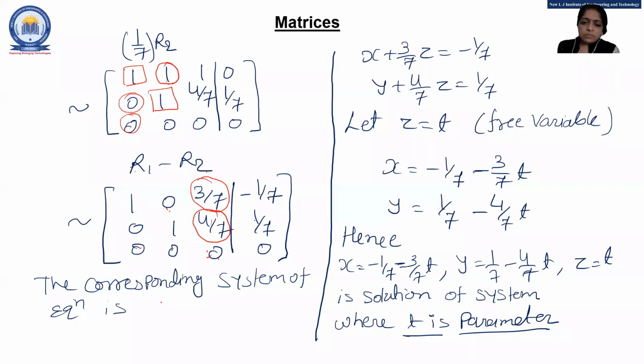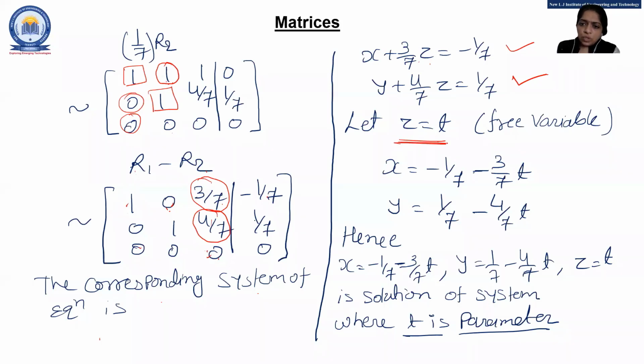Okay, now the corresponding system of equations is: x plus 3/7 z. This one is 0, so no need to write 0 into y. 1 into x is x, plus 3/7 into z equal to -7. So this is from the first row. This equation is the second row. And for the last one, all elements, left hand side and right hand side, are 0.